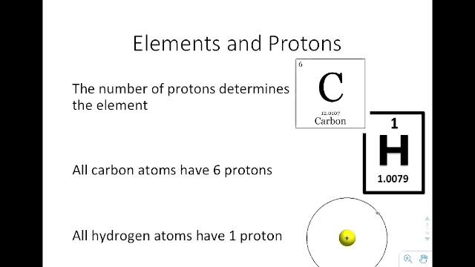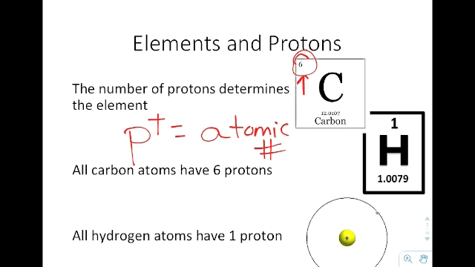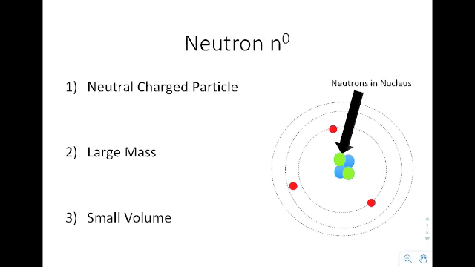Next, you have the elements and the protons. The number of protons determines the element. All carbon atoms have 6 protons. All hydrogen atoms have 1 proton. So the number of protons is equal to the atomic number. I can't emphasize that enough. So every time you see this number right here, that is telling you the number of protons, not anything else. It does help as far as aligning things up on the periodic table, but it's really important that you know that that top number refers to the number of protons.